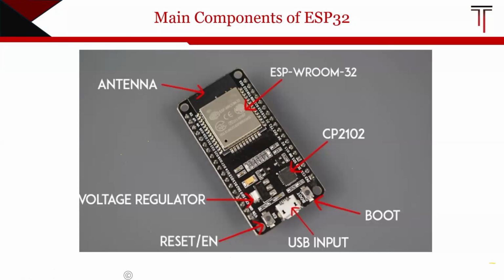Okay. So next we have one boot button here. This boot button is used for entering the bootloader mode. This boot mode is necessary when you want to flash new firmware or a new program onto the ESP32, so you need to press this boot button. Okay. So this is all about the main components of ESP32.